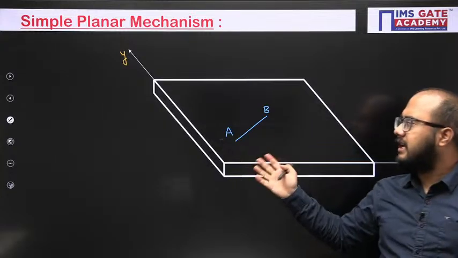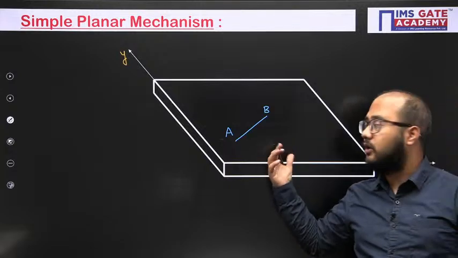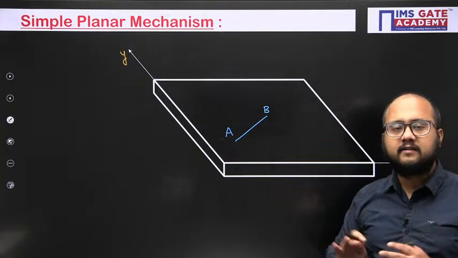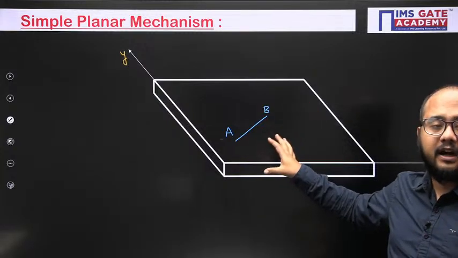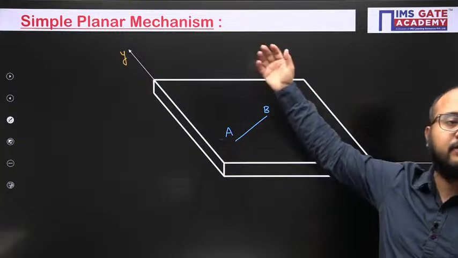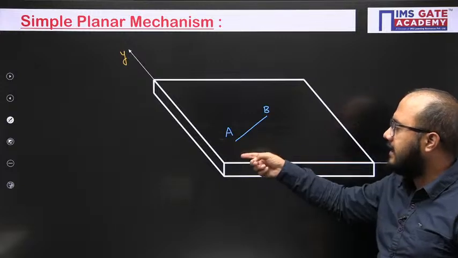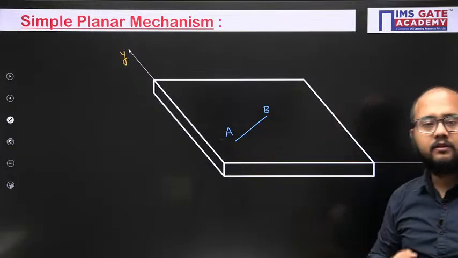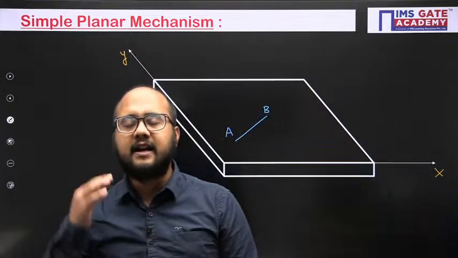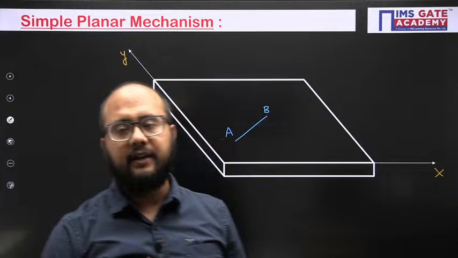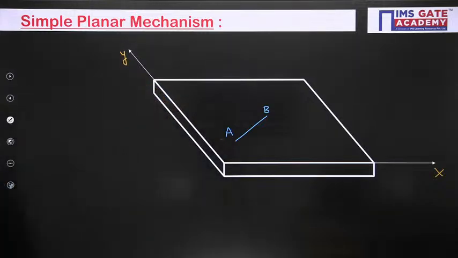AB is a link on this particular plane. So why have I drawn this plane? So that you can understand that all the links I have here will be on the same plane. That's why it is called a planar mechanism, right? So that's why I have taken this plane, so that link AB is on that plane. So my question again is, what is the maximum degree of freedom for this link AB? Tell me your answer in the chat box, guys.